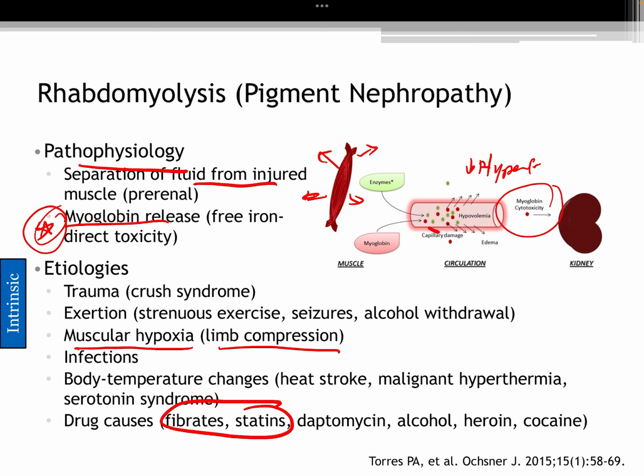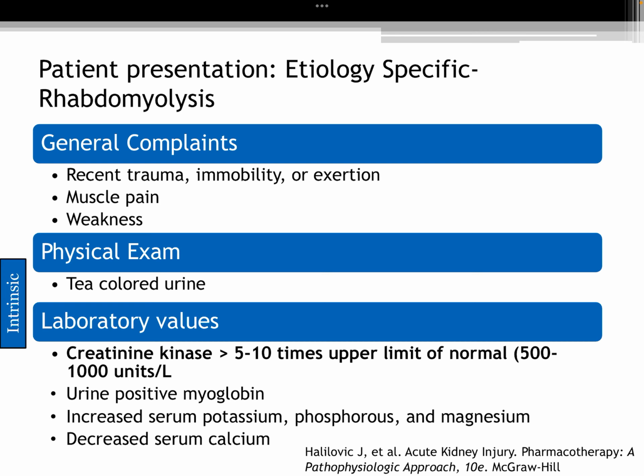So how does this present? Probably if there was one thing you should get from this slide is CK, or creatine kinase. You'll check it and it will be at least 5 to 10 times the upper limit of normal. And there's your upper limit of normal. Now other things you may see: tea-colored urine or coke-colored urine. Urine positive for myoglobin. Electrolyte disorders including increases in serum potassium, phosphorus, and magnesium with decreases in serum calcium. And then you'll also see that these patients will have a history of recent trauma, immobility, and exertion with muscle pain and weakness.